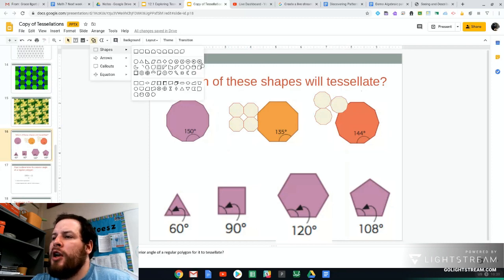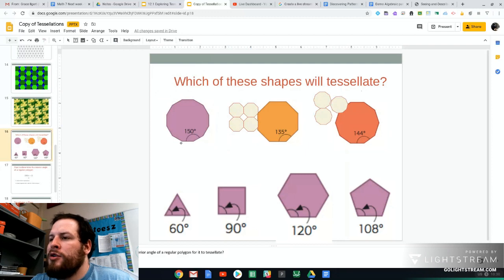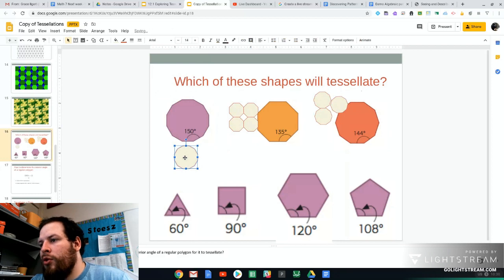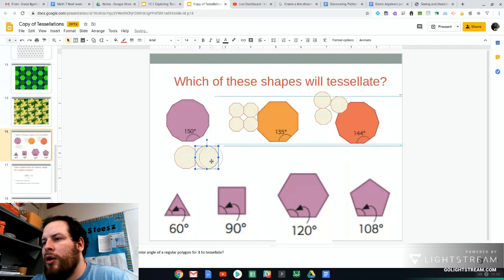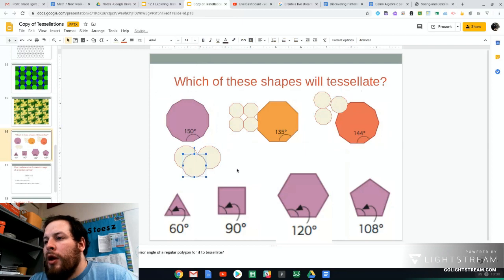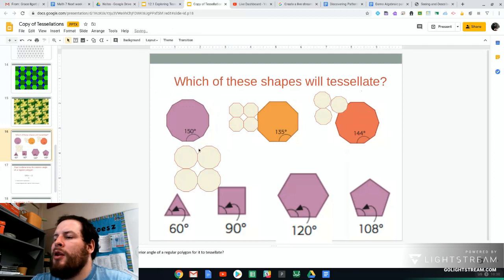And lastly, if we look at a 12-sided shape, 150 degrees, that does not go into 360. However, similar to the octagon, we get this diamond shape in the middle. So we get this diamond or this star type thing in the middle. So it cannot tessellate the plane by itself, but it could create a semi-regular tessellation.